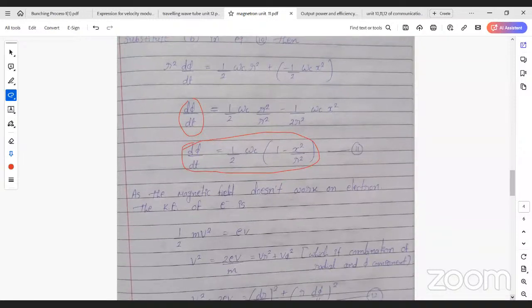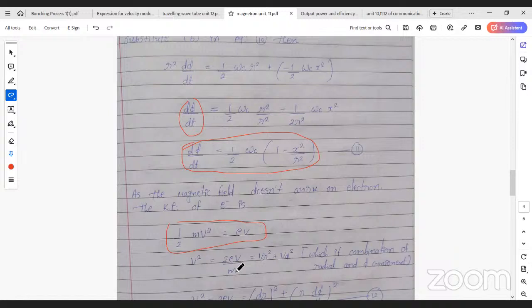X and Y. X is the internal radius, Y is the outside radius. In the energy released, we know the equation: half mv square equals eV. From this, I am writing v square equals 2eV by m.